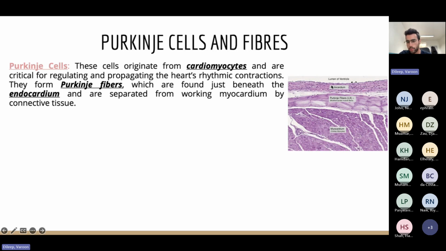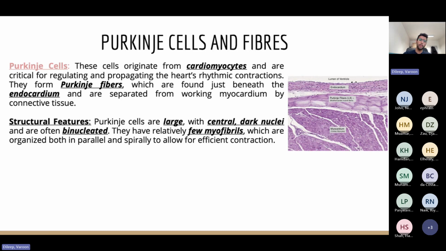So this is the endocardium, which is the topmost layer, or the jagged layer, as we call it. Then we have the Purkinje cell layer, and then the myocardium, which is the working layer. Then structural features compared to the cardiomyocyte. Purkinje cells are large with a central dark nucleus, and they're binucleated. It is important to remember that they have few myofibrils compared to cardiac muscle.